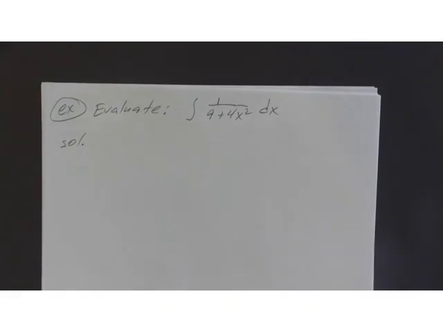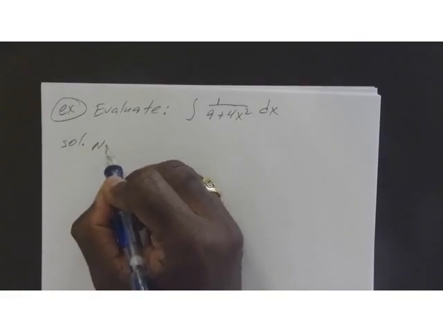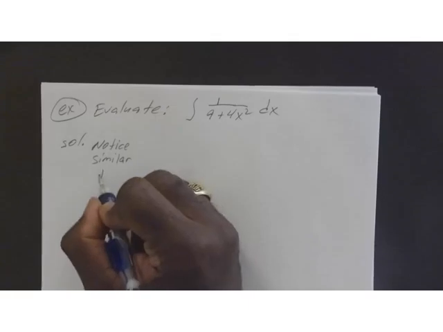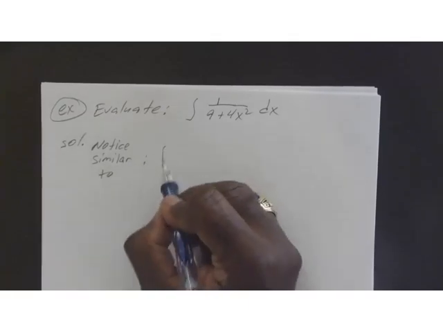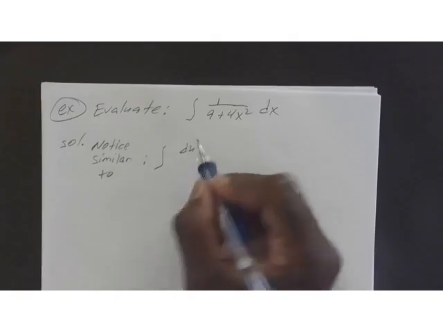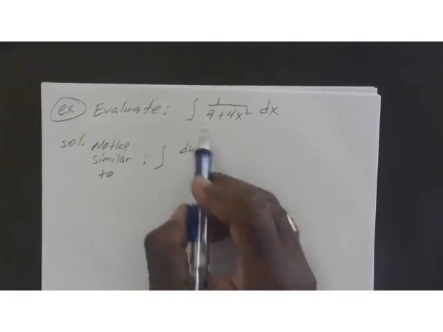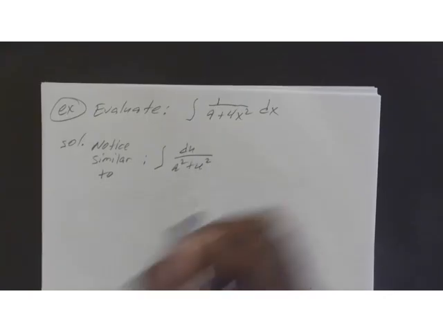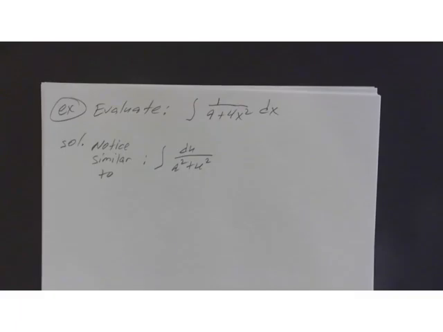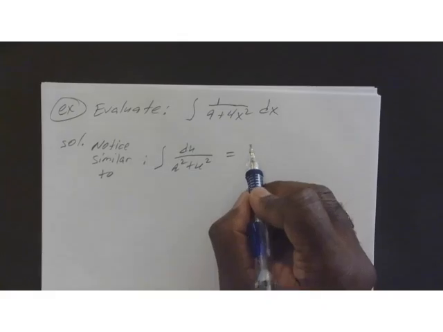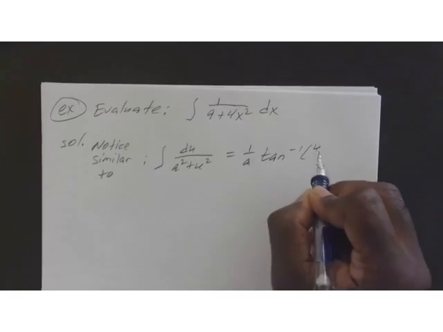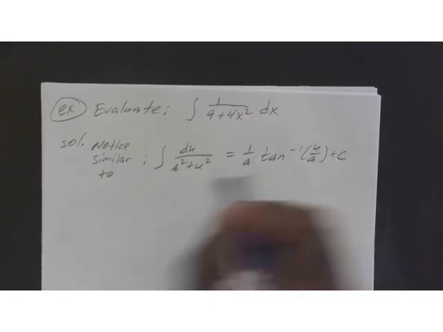Okay. So if you look at this one, you notice it's really similar to the integral of du, if we just moved our dx up here, divided by a squared plus u squared. And we know that is equal to 1 over a times tangent inverse of u divided by a plus c.